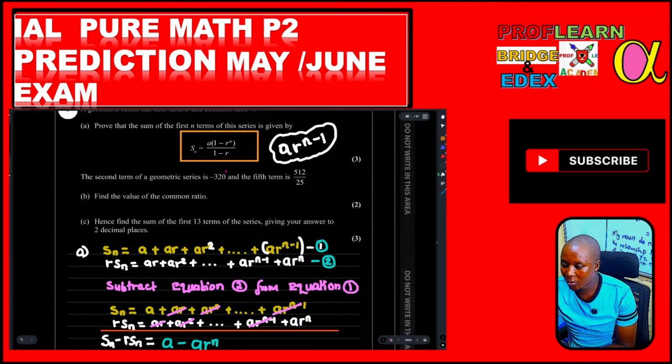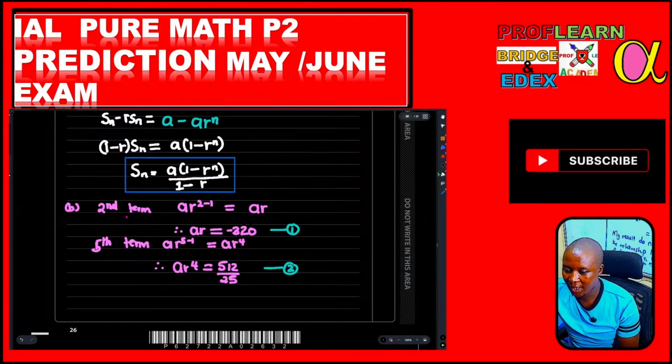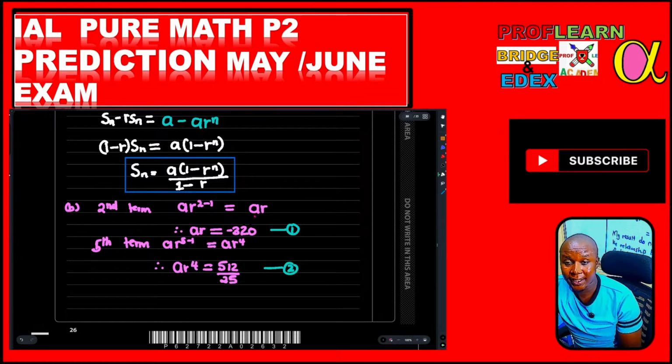So we can write the second term and the 50th term so that we can find r. The second term will be ar^(2-1) because n is 2, and that's going to be ar, and the 50th term is going to be ar raised to power 49. We were told the second term was negative 320 and the 50th term was 512 over 25.